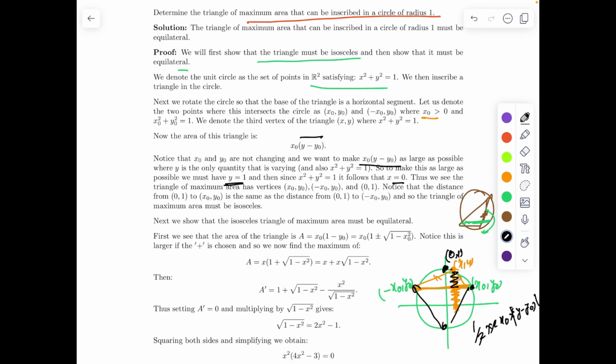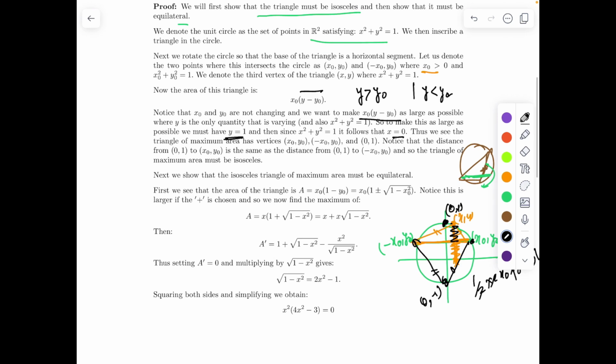Of course, you can give the same argument over here. It should be (0, -1). So in either case, it will be isosceles, because we have taken the case when y is more than y0. Similarly, you can take the case when y is less than y0. Next, we show that the isosceles triangle of maximum area must be equilateral.